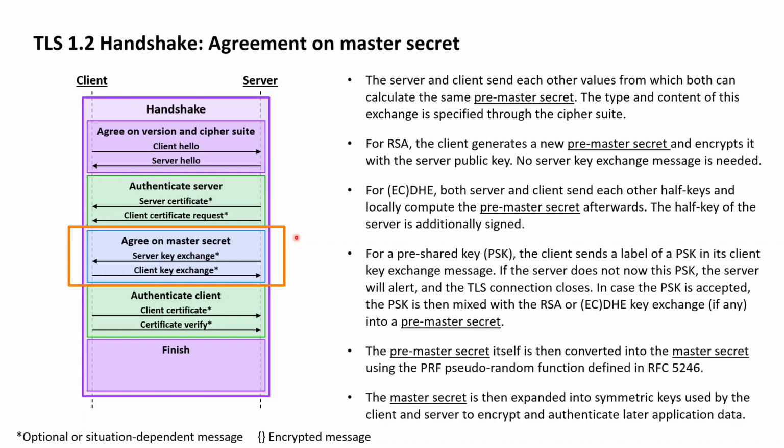After the exchange of the server and the client key exchange messages, both the client and the server arrived at a shared pre-master secret. This pre-master secret is then converted into the master secret by both the client and the server making use of the PRF pseudorandom function defined in RFC 5246. Later on, for the secure exchange of application data, this master secret is then expanded into symmetric keys that are used by the client and the server to encrypt and authenticate the application data.